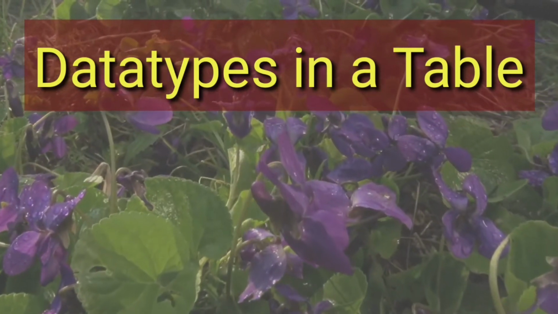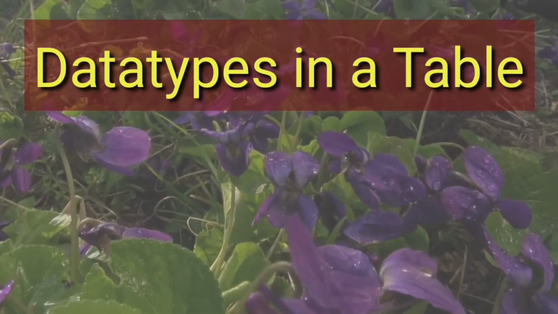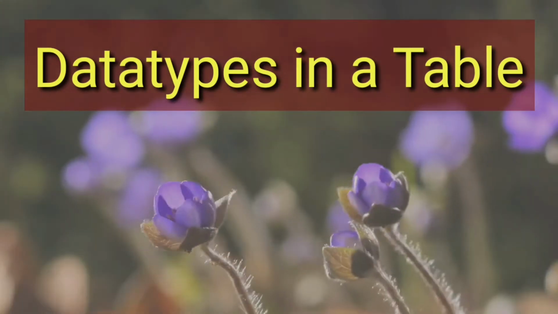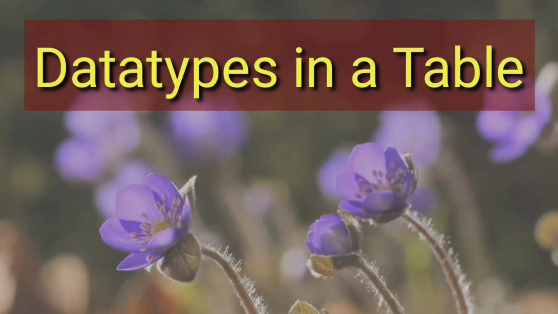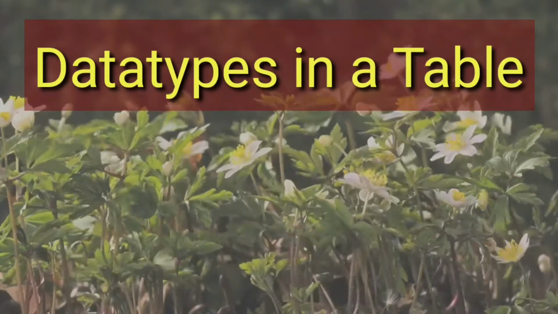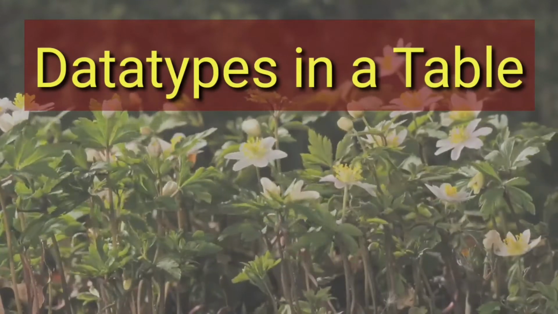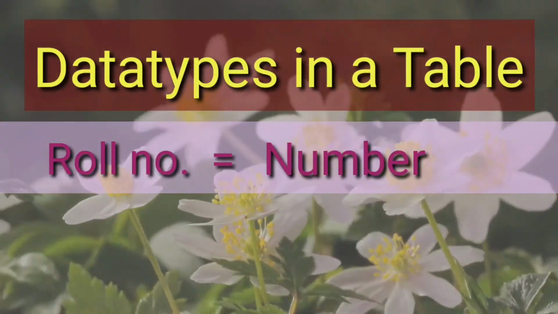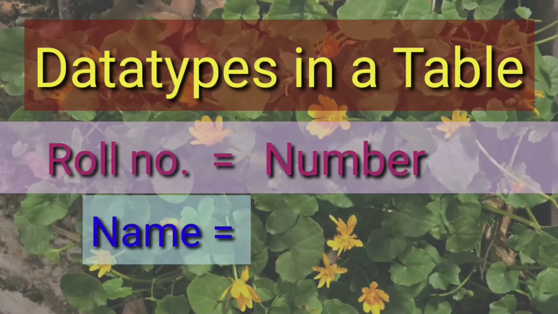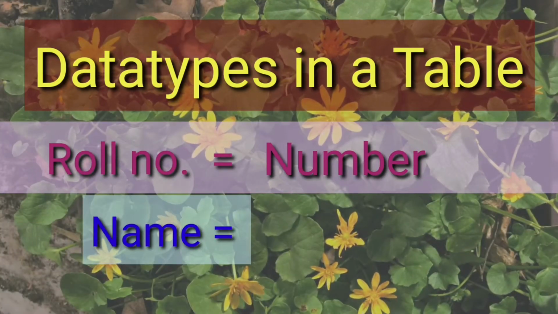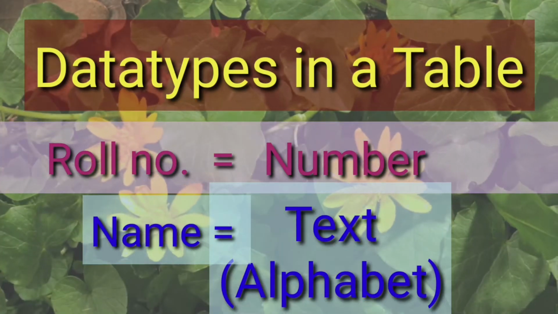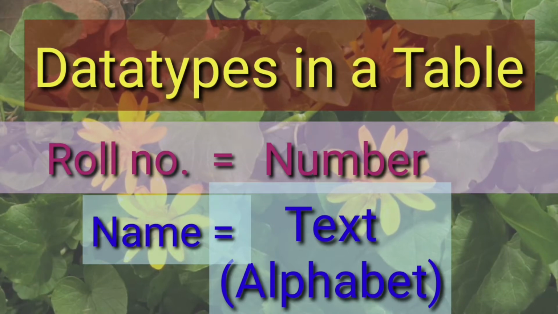For example, if I create a table for a student, there would be different fields like serial number, name of the student, date of birth, address and contact number. Now out of these, the column roll number would contain only digits or numbers. So it is a data type number. The name would contain alphabets. So it is another data type, meaning it would define which type of data would be stored in this field.